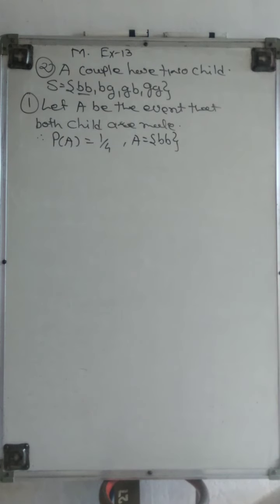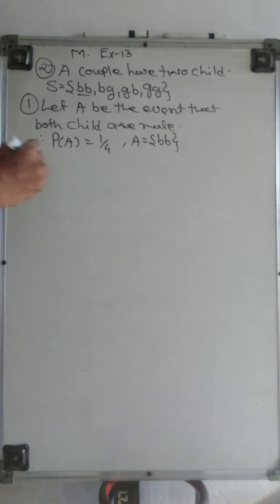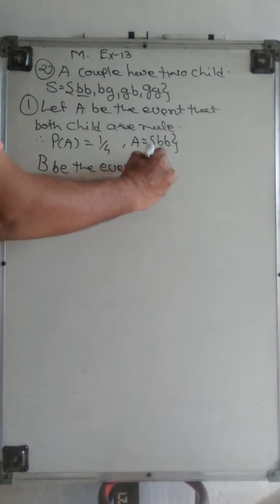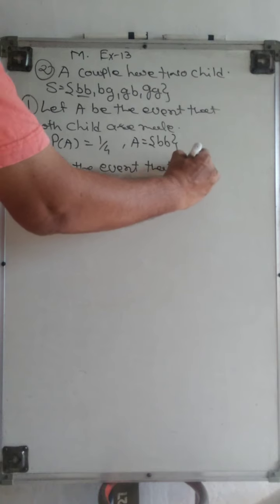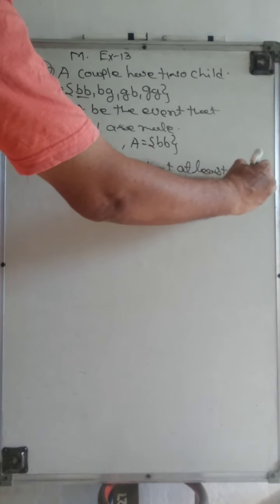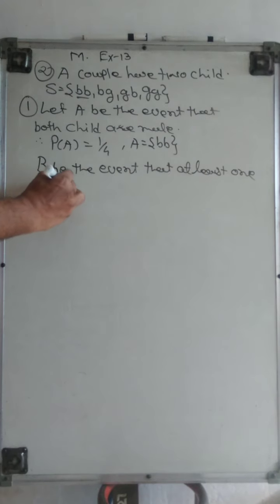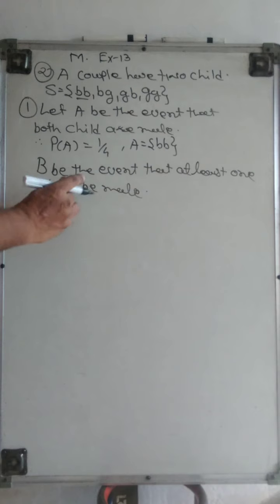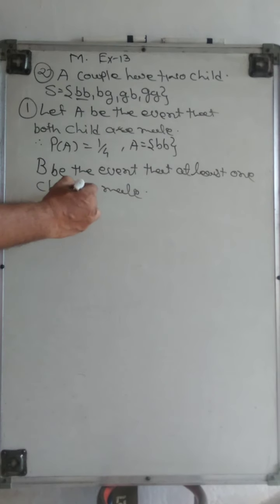Now, the second thing we want to find is at least one of the children is male. Then let B be the event that at least one child is male, right? One child male. Okay.